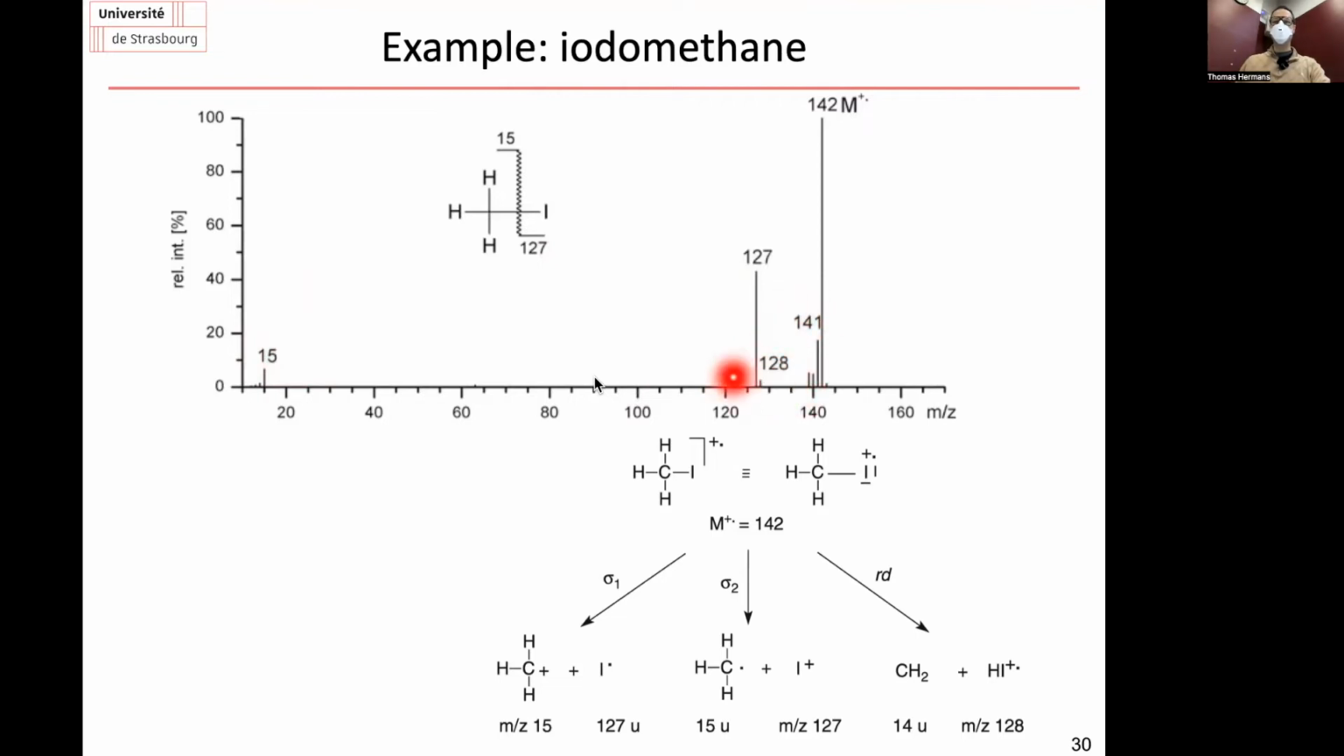Here, if you look naively at the spectrum, you could think, oh, 127, 128, it's maybe an isotope. But actually, iodine is a monoisotope. So this is not an isotope peak, but it's actually from this fragmentation pathway where I get a rearrangement and I make HI radical cation, which has a mass of 128. Sometimes you think things are isotopes when they are not, so that can be a bit confusing.